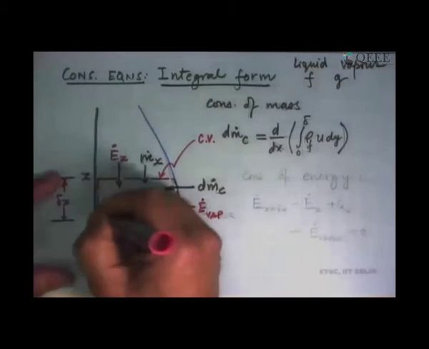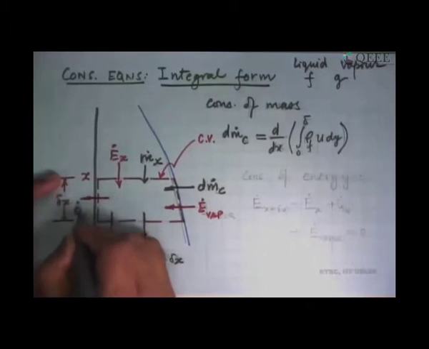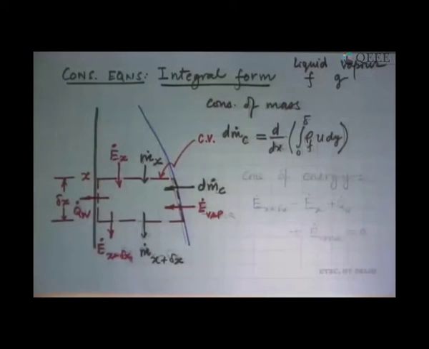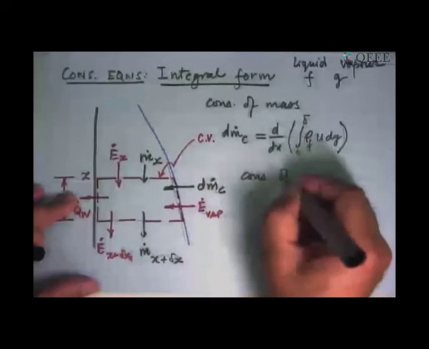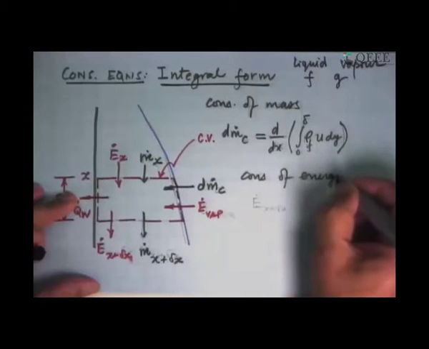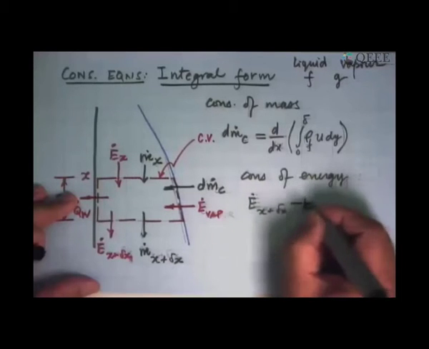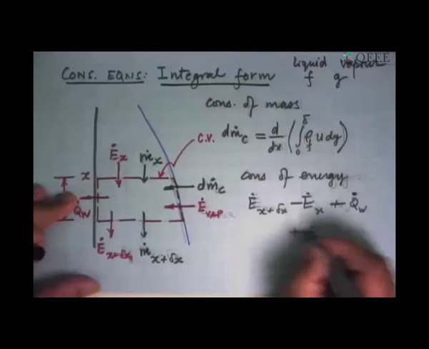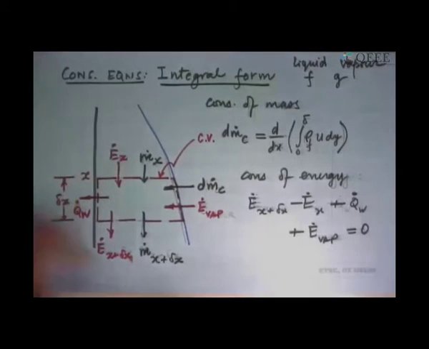The vapor is bringing some energy with it, E dot vapor, and at this side the surface is having conduction, which is taking away the heat. This is Q dot W. In steady state, there will be no storage of energy in this, and the film is also not growing. So finally, the conservation of energy becomes E dot x plus delta x minus E dot x, plus Q dot at the wall, plus the energy brought in by the vapor. All of this has to be equal to 0.